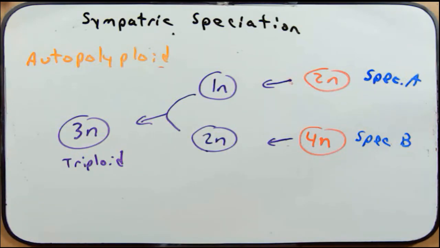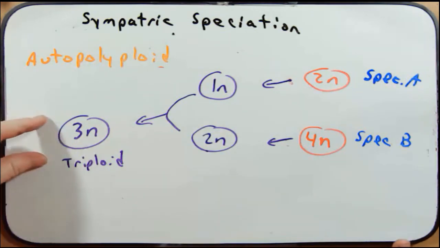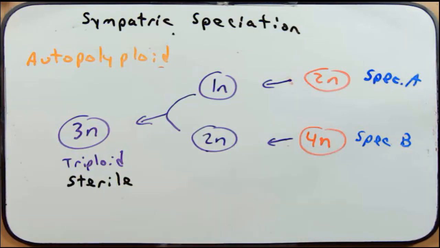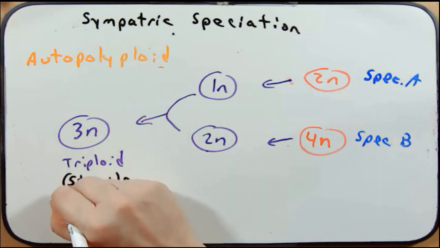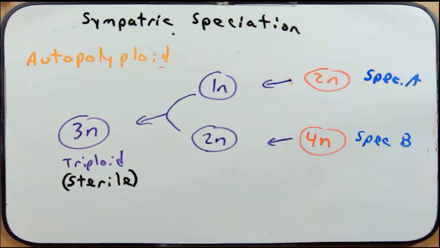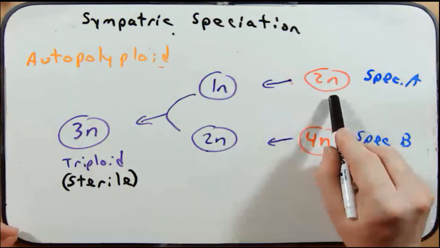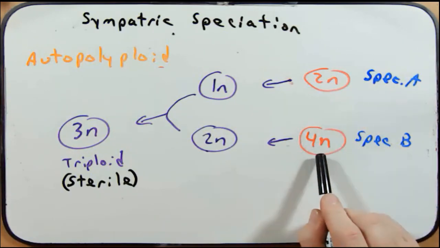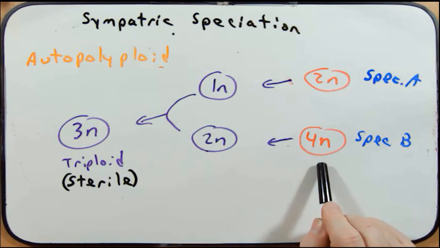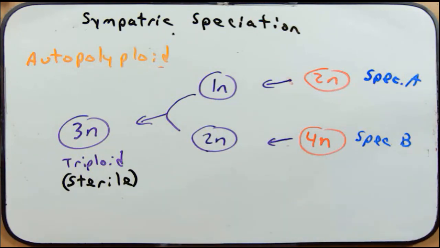And without going into great details, triploids tend to be sterile. And when you take genetics, you'll learn a little bit more why a triploid tends to be sterile. But for our purposes right now, what you need to know is that a diploid individual is capable of reproducing. A 4N tetraploid species is capable of reproducing with itself or with another 4N individual. But when they try to mate together, they produce this triploid progeny, and a triploid progeny will be sterile.